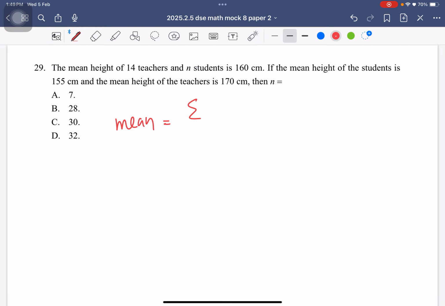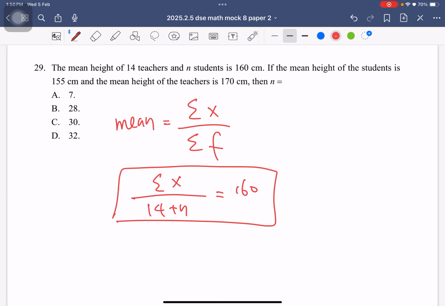The mean is the sum of the data divided by the sum of f. So we have the mean height of 14 teachers and n students is 160. So it's going to be equal to the sum of x divided by the sum of the frequency, which is 14 plus n. 14 plus n is equal to 160. This is the first equation that we have, isn't it?